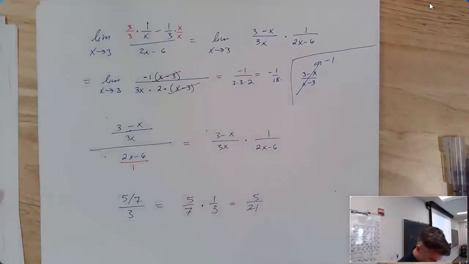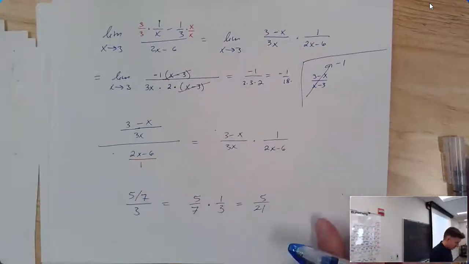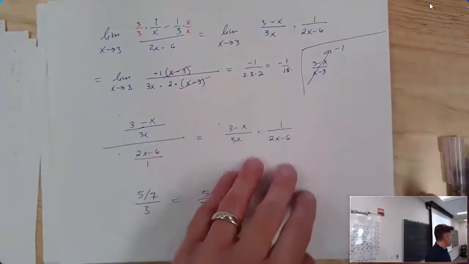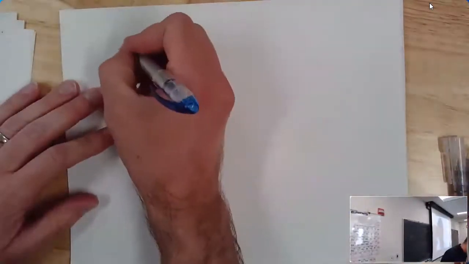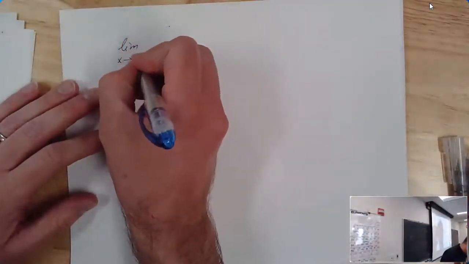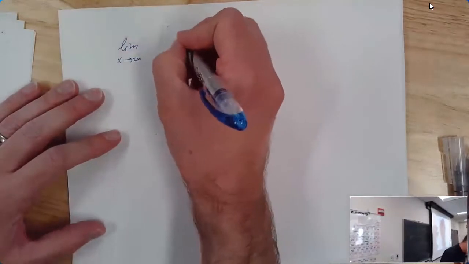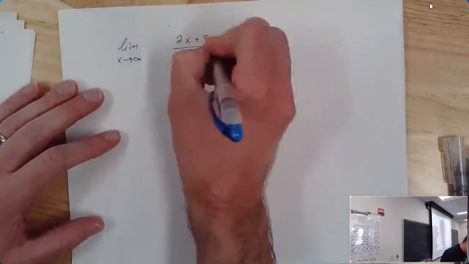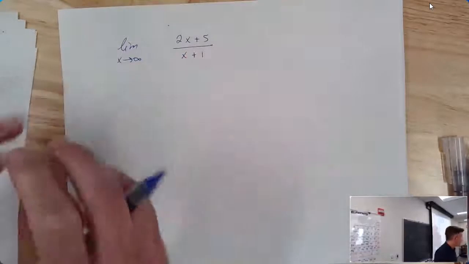Let's see. Do I have other things I want to say here? Oh, we should talk about that. Okay. So I'm trying to wrap up the limits here so we can start talking about continuity. There's one other thing we should talk about, which is limits where x is going to infinity. So we probably need to think about, for example, what's the limit as x approaches infinity of, let's say, (2x plus 5) over (x plus 1).